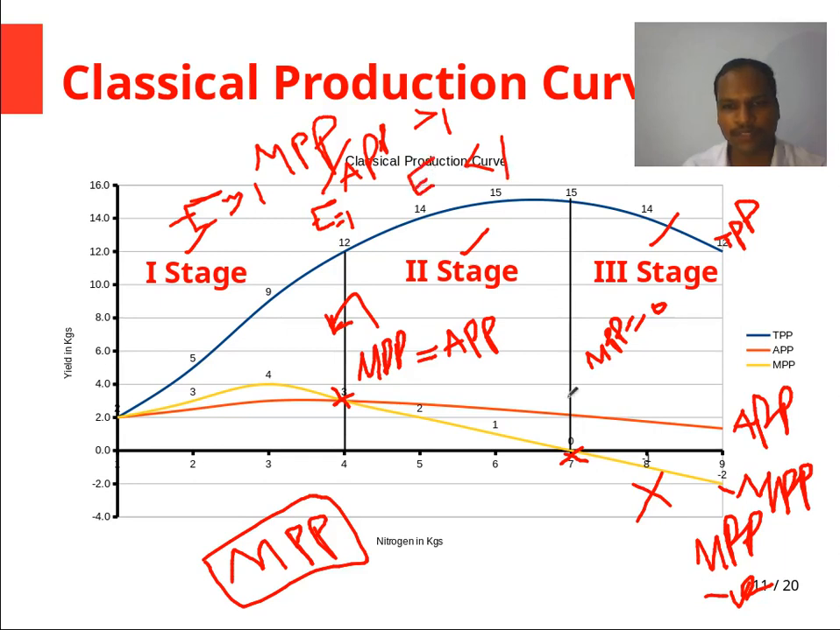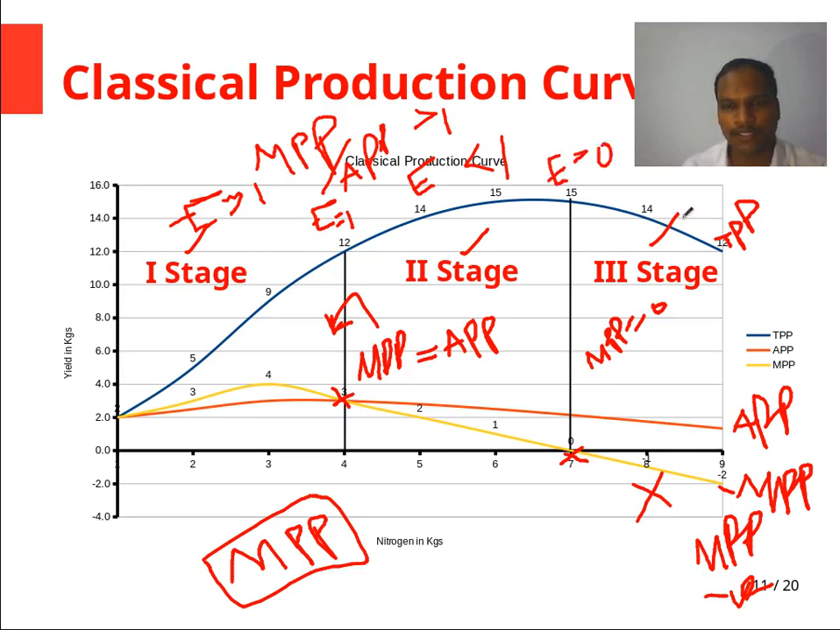At the end of this second stage, we can see that MPP is 0 and APP has some value. When we apply it in the formula, MPP being 0 means the whole value is 0. So the elasticity here is 0.